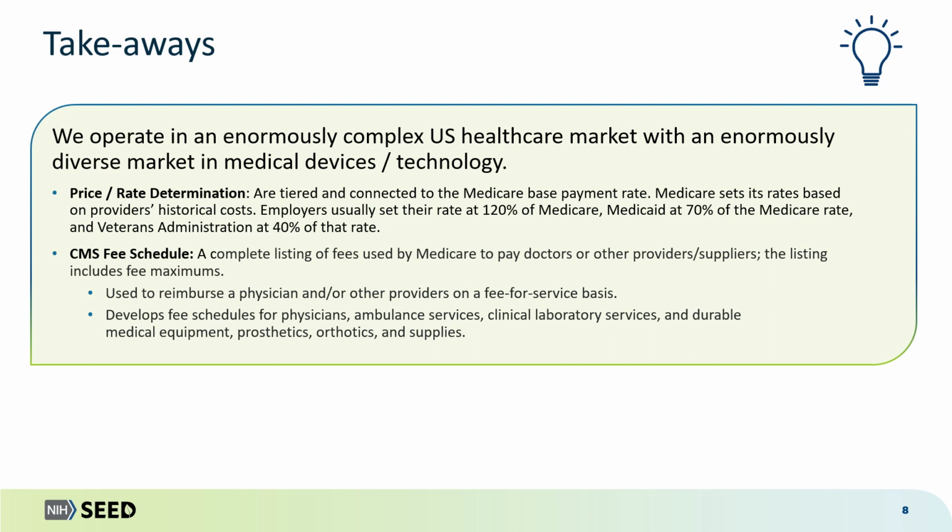Commercial or private payers, employers so to say, usually set their rate at 120% of that Medicare rate. Medicaid, on the other hand, sets it at 70% of that Medicare rate, and the VA, Veterans Administration, sets it at 40% of that rate. Lastly, we touched on CMS fee schedules, which are a complete listing of fees that Medicare uses to pay doctors and other providers. And those listings include fee maximums. You can learn more about that in a separate module, and I certainly hope you tune into that.